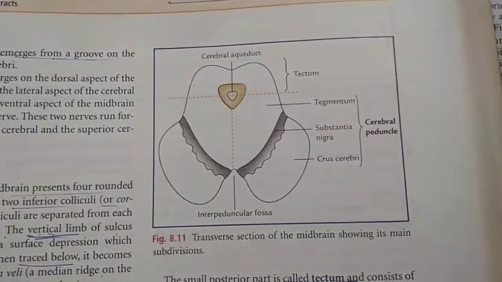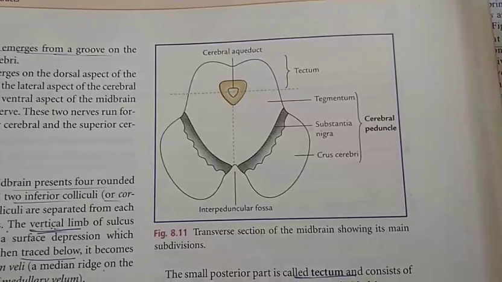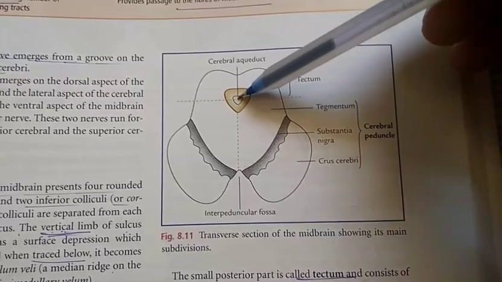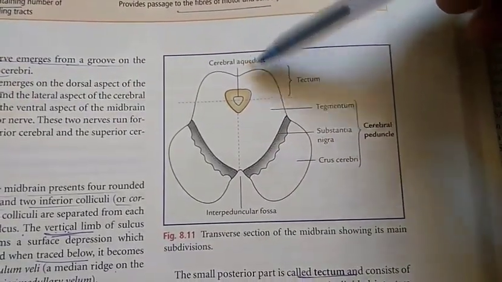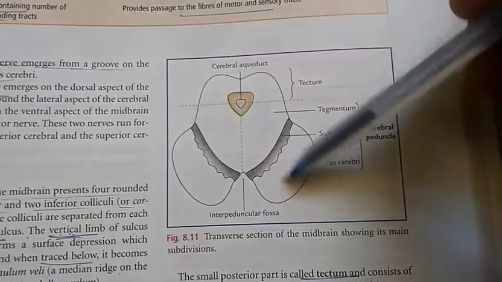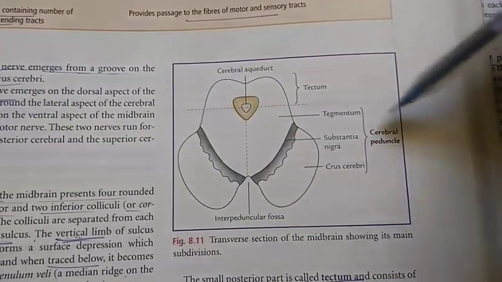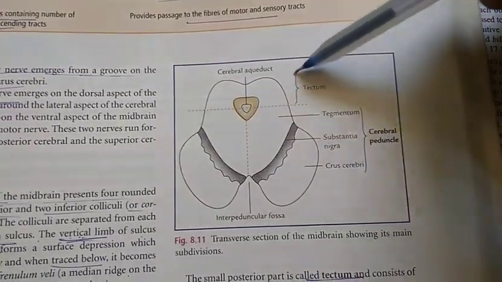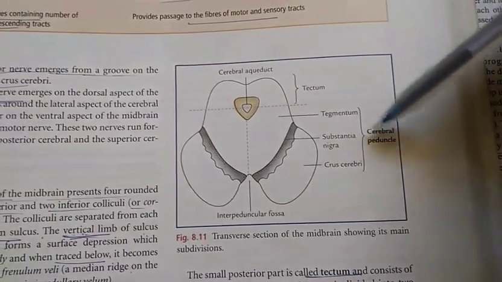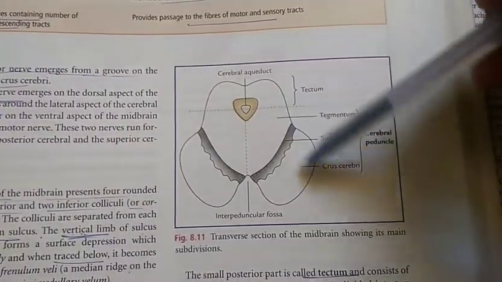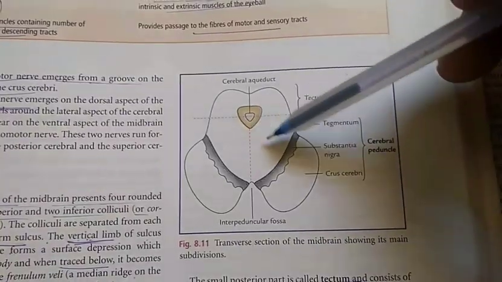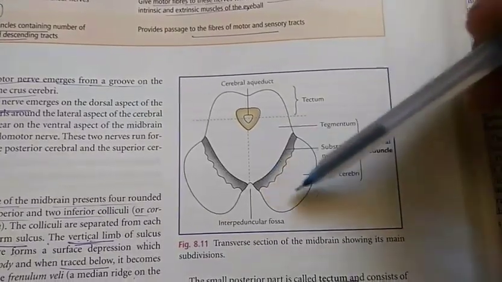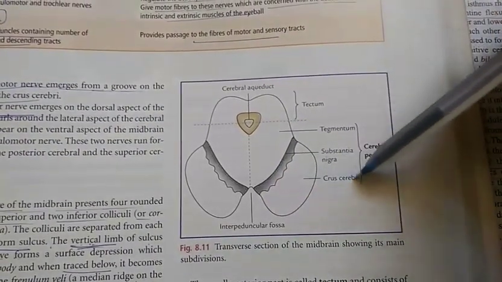Before we go into the details of the development of midbrain, let us see some external features of the midbrain. This part is known as cerebral aqueduct. The portion of midbrain anterior to the cerebral aqueduct is known as cerebral peduncle, and the posterior portion is known as tectum. This cerebral peduncle is divided into three zones. The part just in front of the cerebral aqueduct is known as tegmentum, the intermediate part is known as substantia nigra, and the anterior most part is known as crus cerebri.